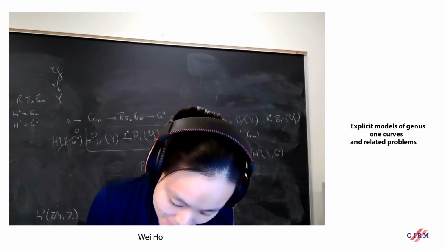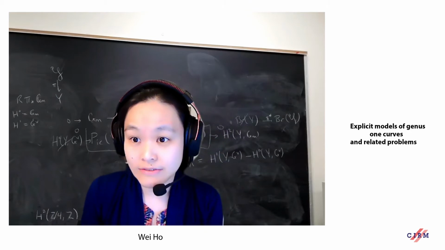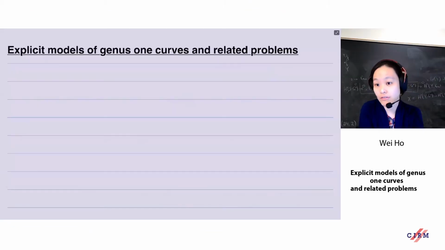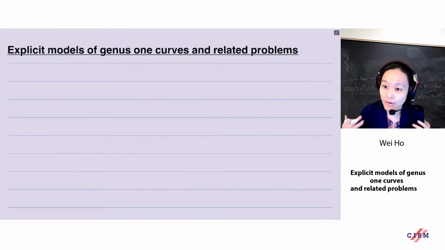So today I'm talking about explicit models of genus 1 curves. Here I don't mean anything technical by models. I mean literally, I want to look at lots of explicit equations. I'm not going to actually write down all the equations today, but I want to think about genus 1 curves very explicitly and think about applications of knowing such things.